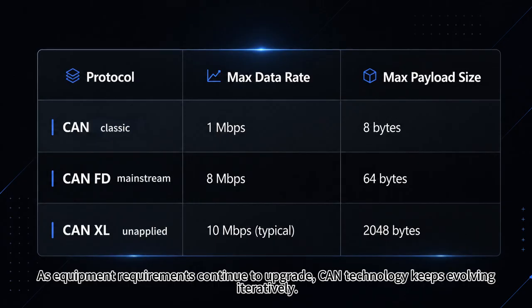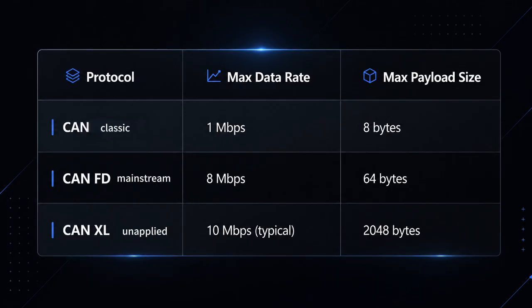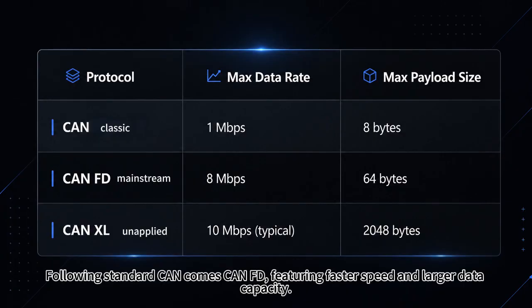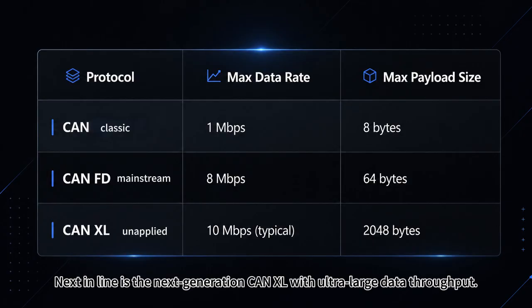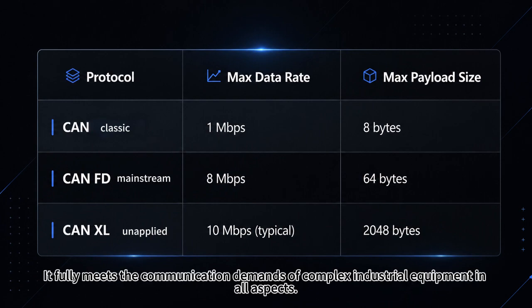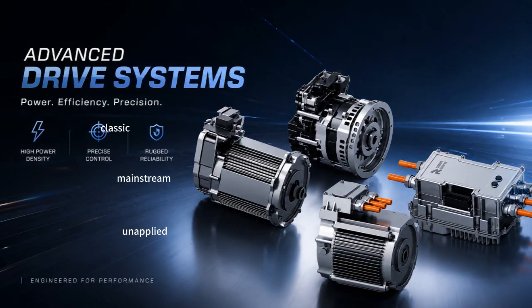As equipment requirements continue to upgrade, CAN technology keeps evolving iteratively. Following standard CAN comes CAN FD, featuring faster speed and larger data capacity. Next in line is the next generation CAN XL with ultra-large data throughput. It fully meets the communication demands of complex industrial equipment in all aspects.